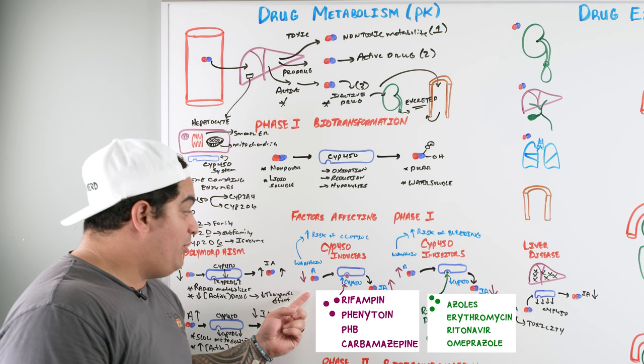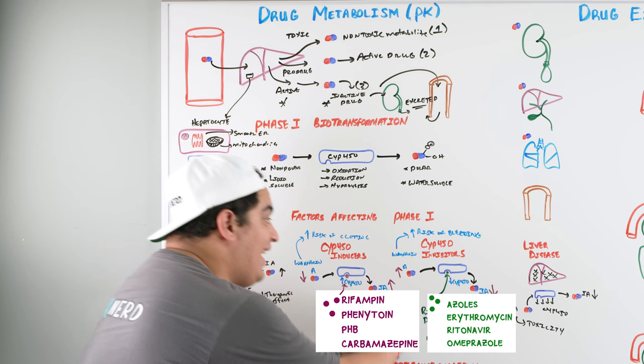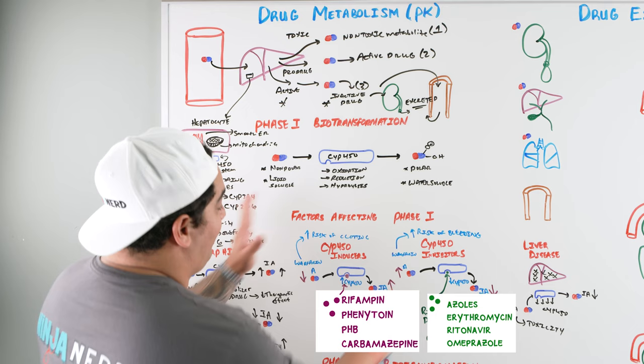So think about that. Everything that we talked about with respect to the CYP450 inducers and inhibitors was with respect to taking an active drug and inactivating it. If it was for turning a prodrug into an active drug, you would completely flip the overall efficacy and process, okay?